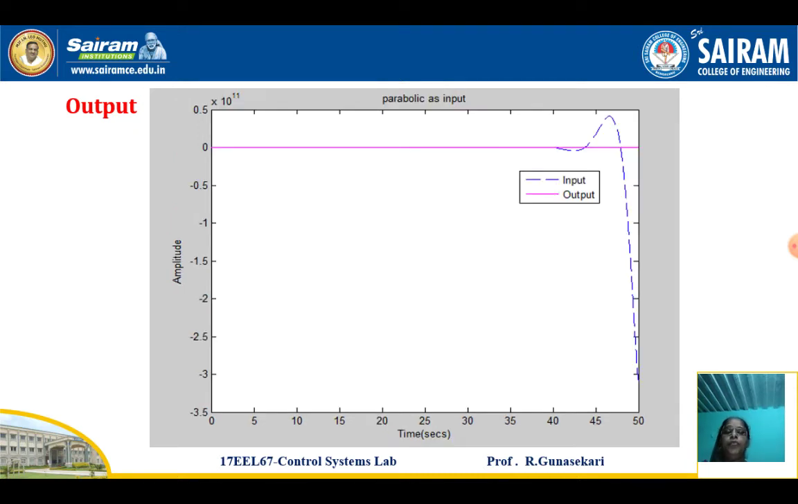Then again parabolic as an input. You see the blue color is input, that is from 0, after 40 seconds the acceleration cap happened and then the amplitude is 0.3 only, that is the minus 3 only. And then the input, this is one, the output is pink color, steady state only.